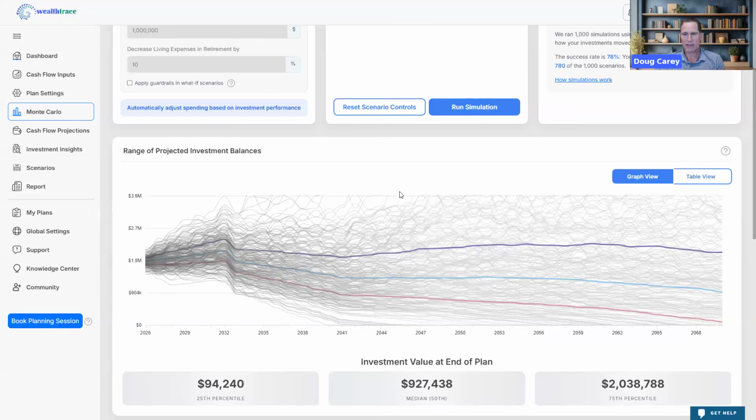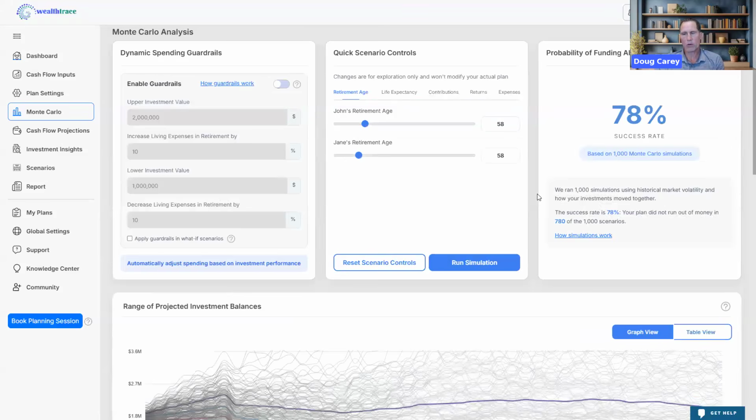Now this is again without guardrails on. You can see they do run out of money too often, in my opinion. 22% of the time, that's too much. But there's no adaptive spending here, right? When the markets are way down, maybe they'll cut their spending. In fact, I have it set to when their portfolio goes below $1 million, they will decrease their spending by 10%. If their portfolio goes above $2 million, they will increase their spending by 10%.